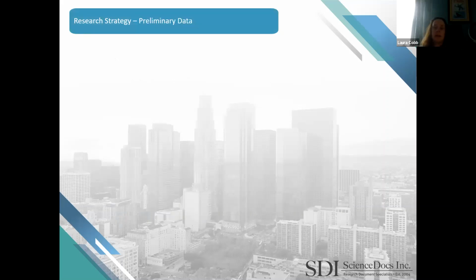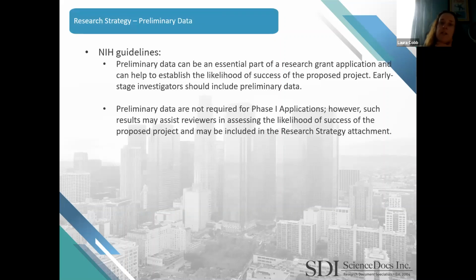So after the innovation section, you will want to include preliminary data. The NIH guidelines for this say that preliminary data can be an essential part of a research grant application and can help establish the likelihood of success of the proposed project. Early stage investigators should include preliminary data. They do say that preliminary data are not required for phase 1 applications. However, such results may assist reviewers in assessing the likelihood of success of the proposed project and may be included in the research strategy attachment.